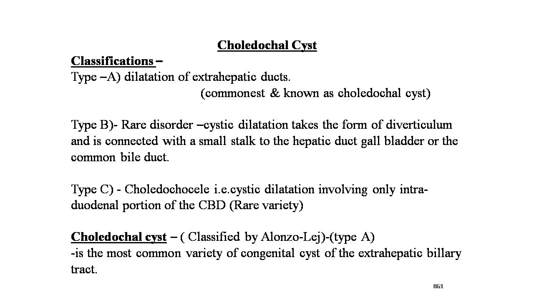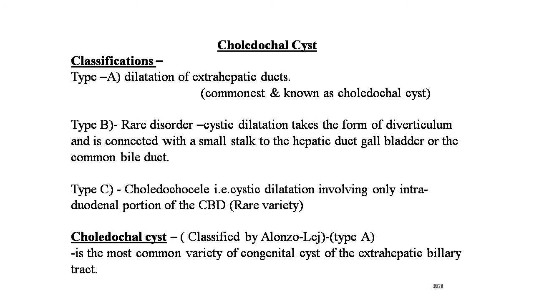Now choledochal cyst. Choledochal cyst means the cyst of the common bile duct. Classification is like this: type A is dilation of extrahepatic ducts, the commonest, known as choledochal cyst. Type B is a rare disorder. Cystic dilatation takes the form of a diverticulum and is connected with a small stalk to the hepatic duct, gallbladder or the common bile duct. Type C, choledochocele, that is the cystic dilatation involving only the intraduodenal portion of the CBD. This is the rare variety.